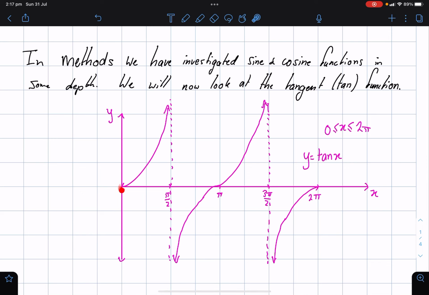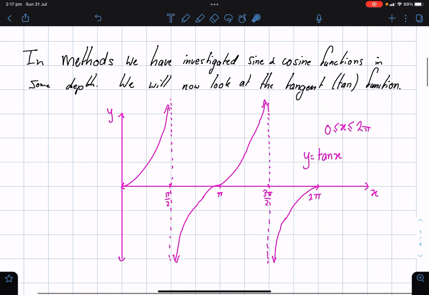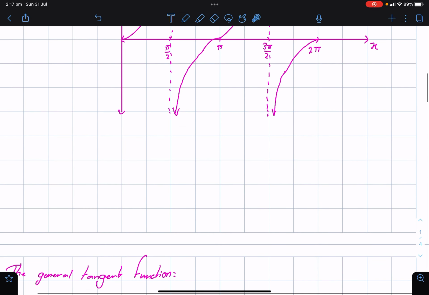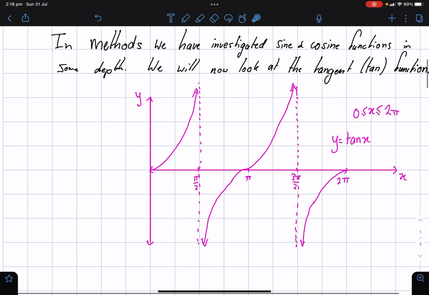Now it is 0, okay, at 0, pi, and 2 pi, and so on, okay? So it goes through the graph at that point, and it's kind of a little vertical wave almost, okay? So that's the basic y equals tan x function.